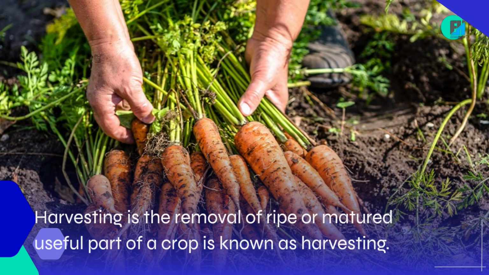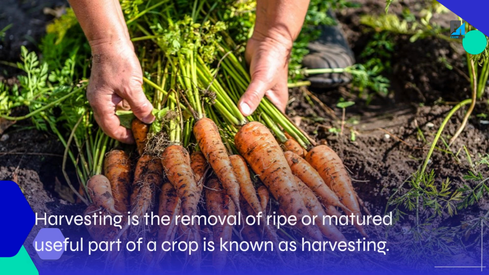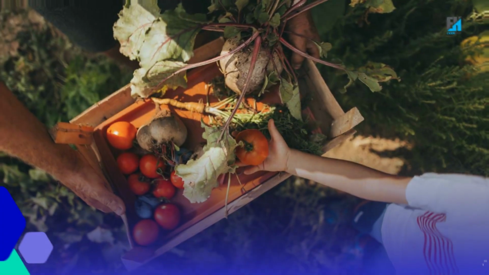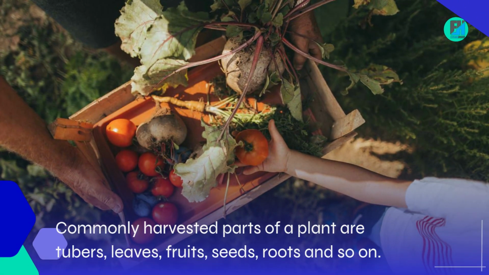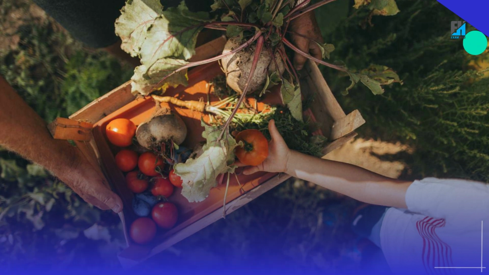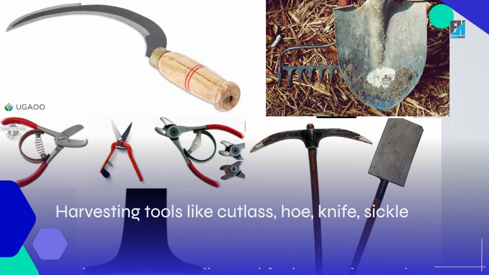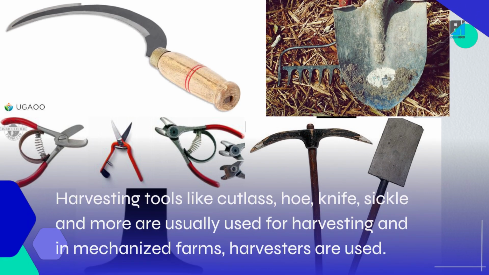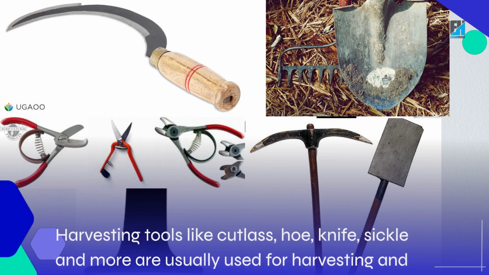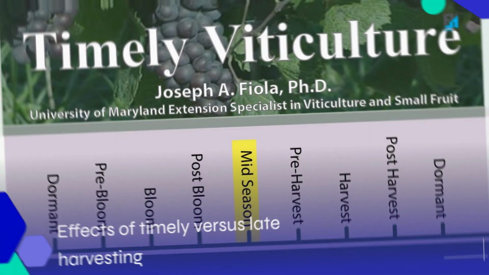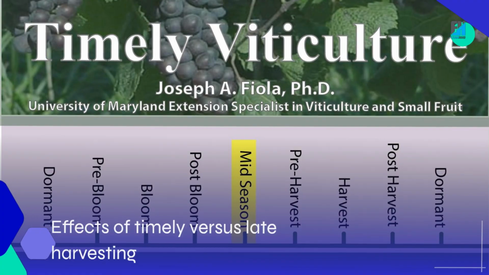Harvesting. Harvesting is the removal of the ripe or matured useful part of a crop. Commonly harvested parts of a plant are tubers, leaves, fruits, seeds, roots and so on. Harvesting tools like cutlass, hoe, knife, sickle and more are usually used for harvesting, and in mechanized farms, harvesters are used. Effects of timely versus late harvesting.